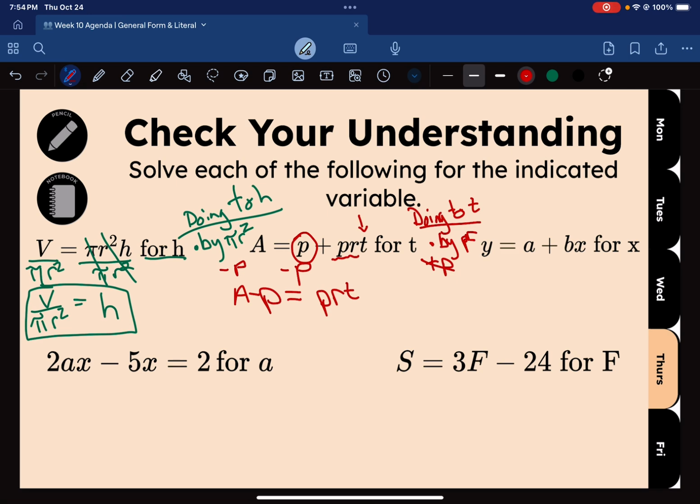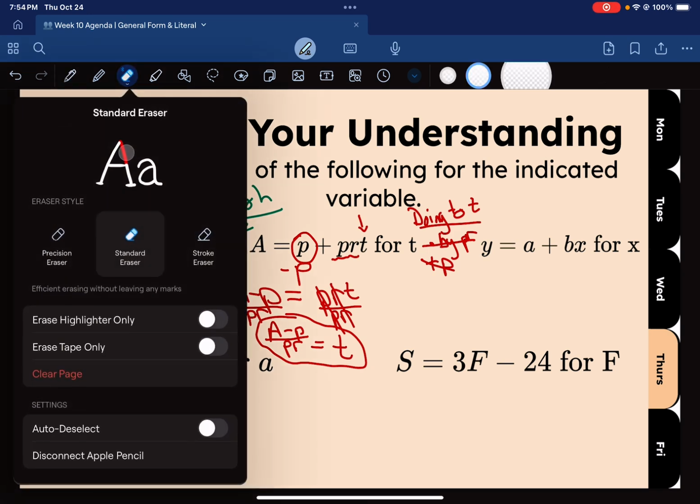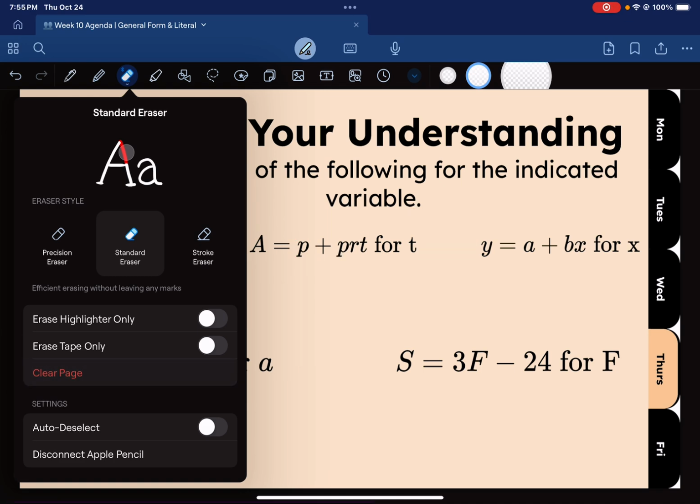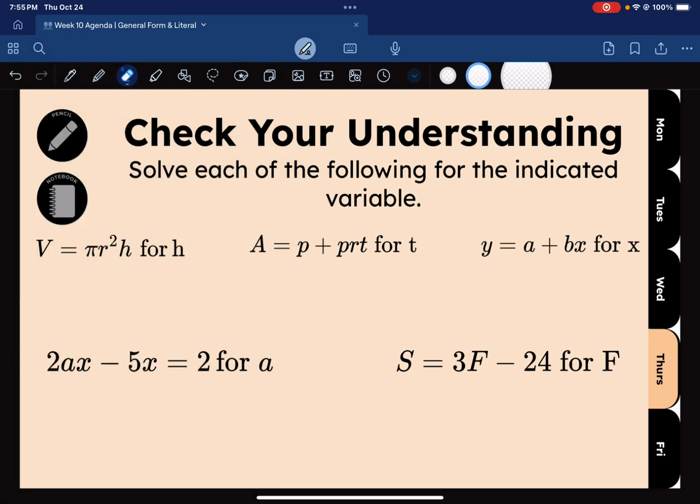And to undo multiplying by p and r, we're going to divide by p and r on both sides. So that's going to give me t, because p divided by p is 1, r divided by r is 1. That will leave me with a minus p all over pr. So this would be our solution to the middle equation here. I'm going to clear some of the screen here so that we can get a fresh start with our last couple of problems here. So again, same thing, we're looking to get x by itself.